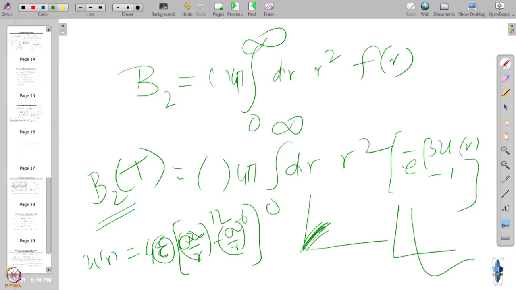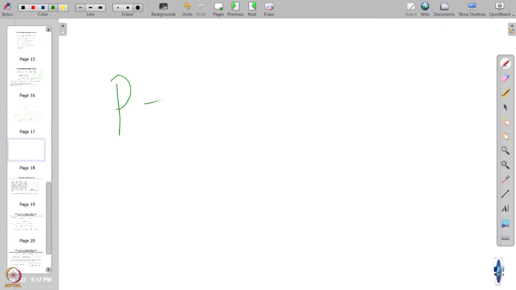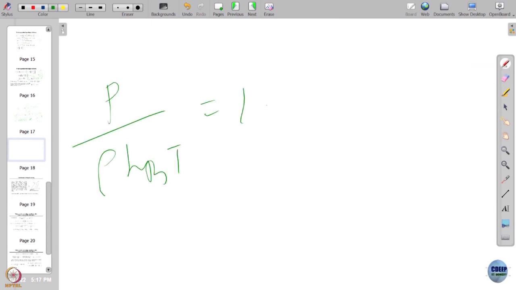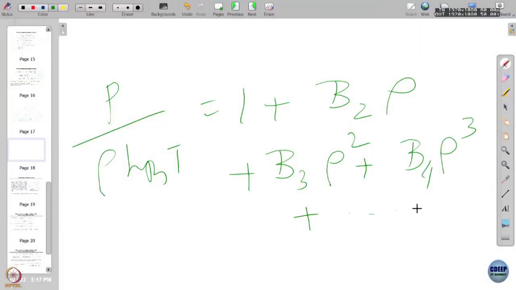Mayer's expression of the second, third and fourth virial coefficients played a very important role. People started doing a molecular microscopic theory of condensation, and they get the virial coefficients, which were introduced phenomenologically. The virial expansion was written as p by rho kBT equals 1, the ideal gas, plus B2 rho plus B3 rho cubed.